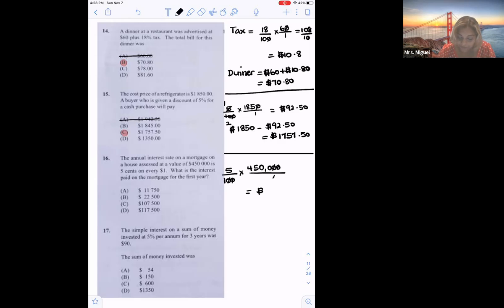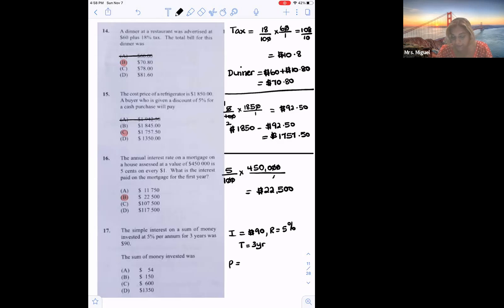This will give us 22,500. The answer is B. The simple interest on a sum of money is $90, so I is $90. The rate is 5%. The time is 3 years.